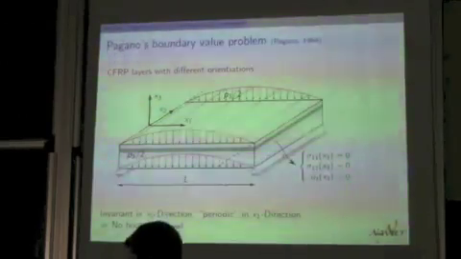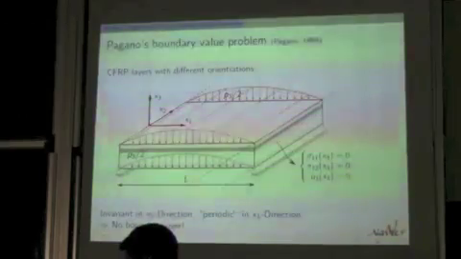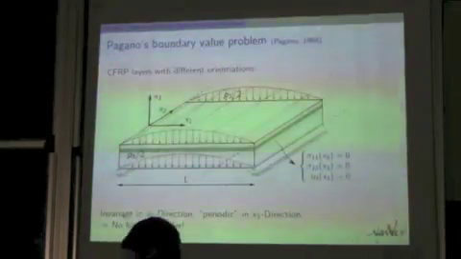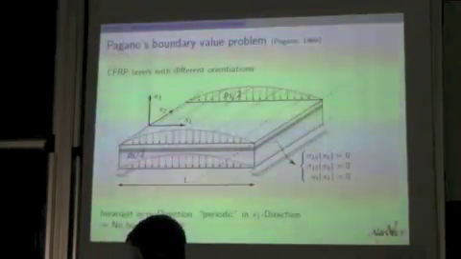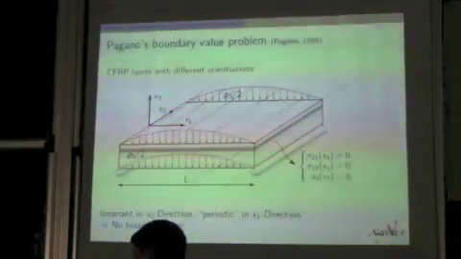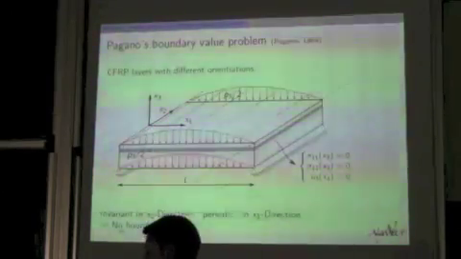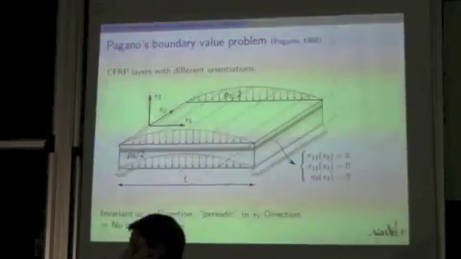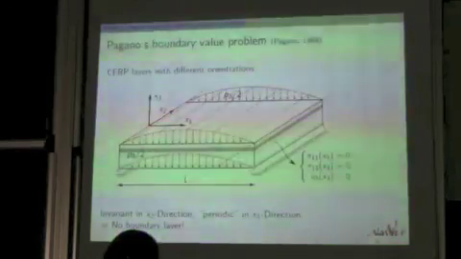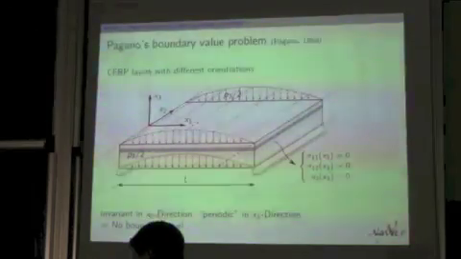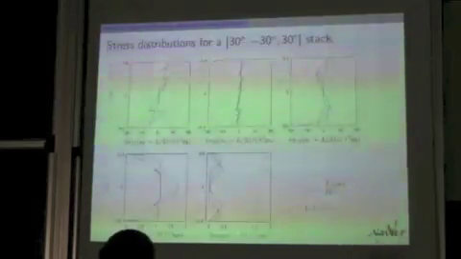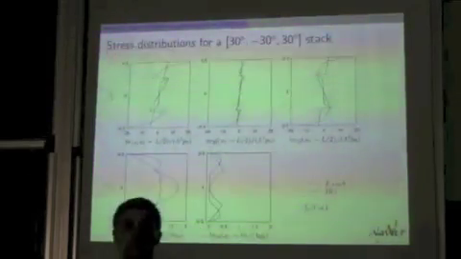And I made this drawing, but the exact boundary condition is this one. So the plate is invariant in the x2 direction and actually implicitly periodic in the x1 direction. With this peculiar choice of boundary conditions, you have no boundary layer, you satisfy the requirement on the lateral boundary of the plate. So this is the boundary value problem. I can solve this, and I show you the stress distribution through the thickness.